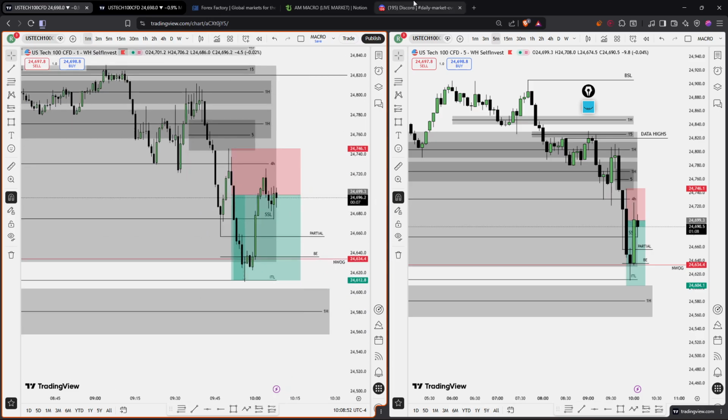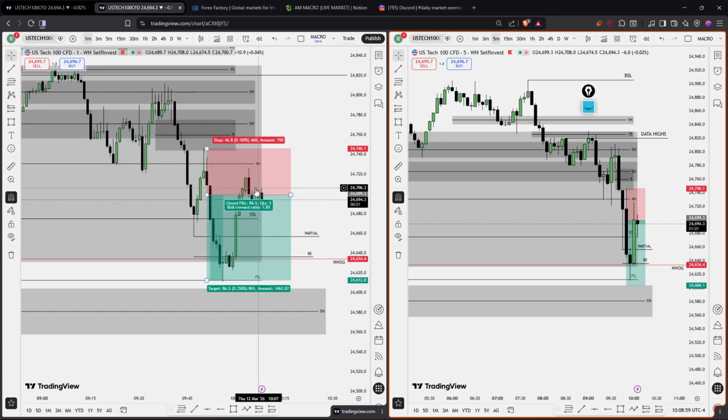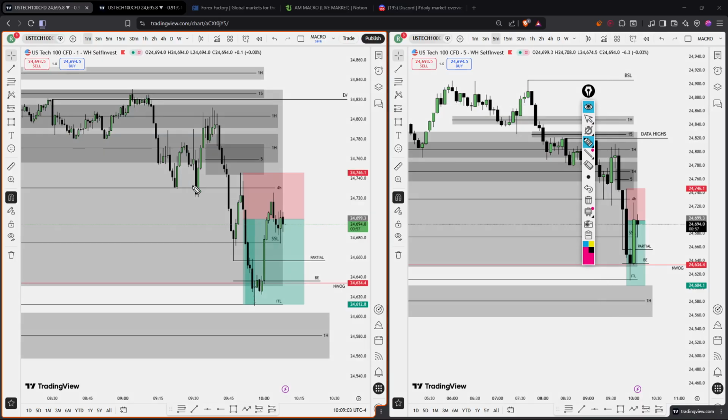Then if you see here, I had already seen that we got sponsored off the 15 minute and the 1 hour present high. So I was expecting the market to do something like this, exactly what it has done here, get sponsored off this 1 minute and 1 hour fair value gap, and then we can get sponsored off this 5 minute. This is also the perfect scenario for me. I have not talked about how sponsorship works, so I'll explain quickly.